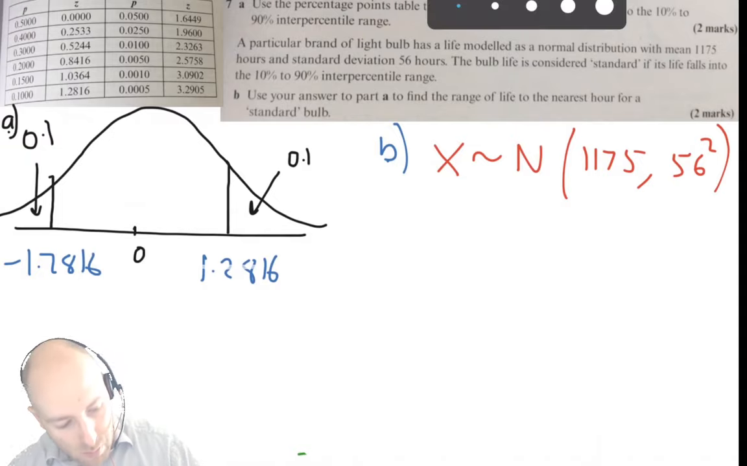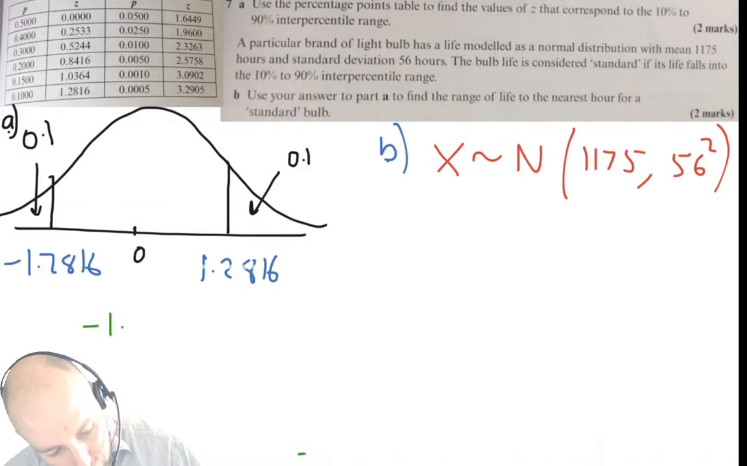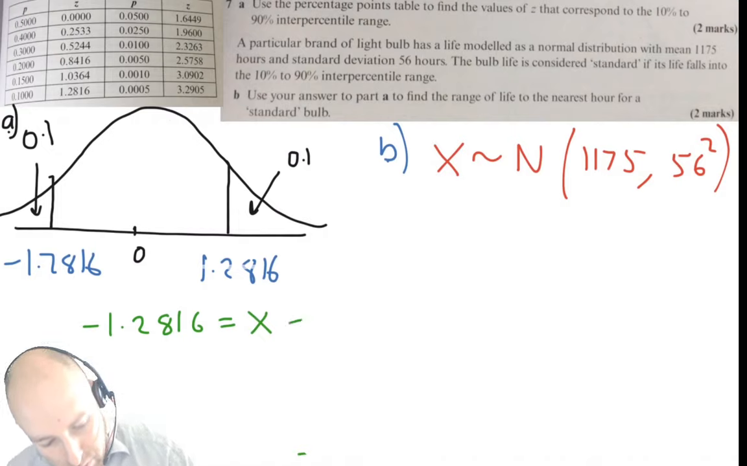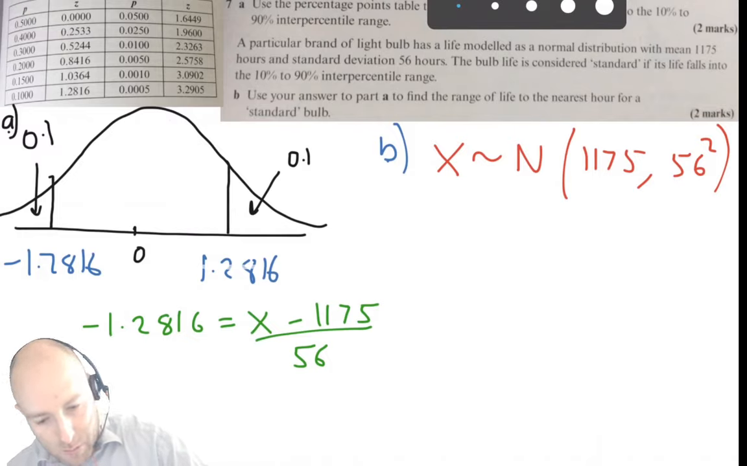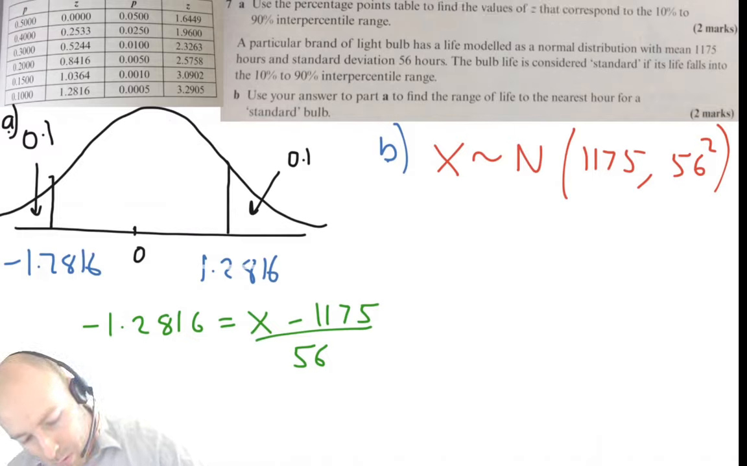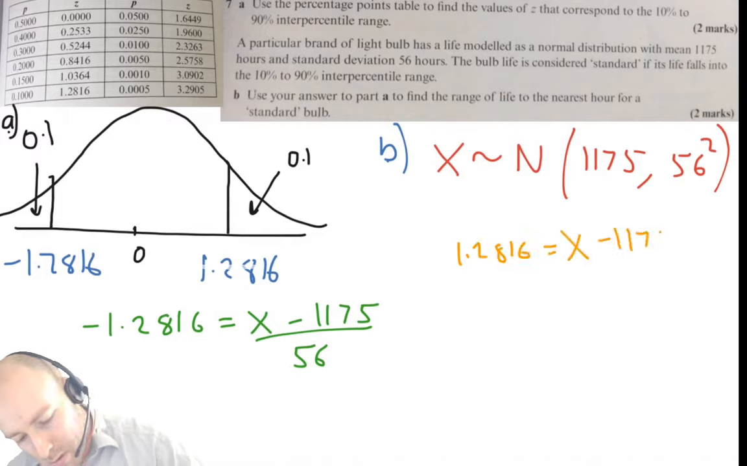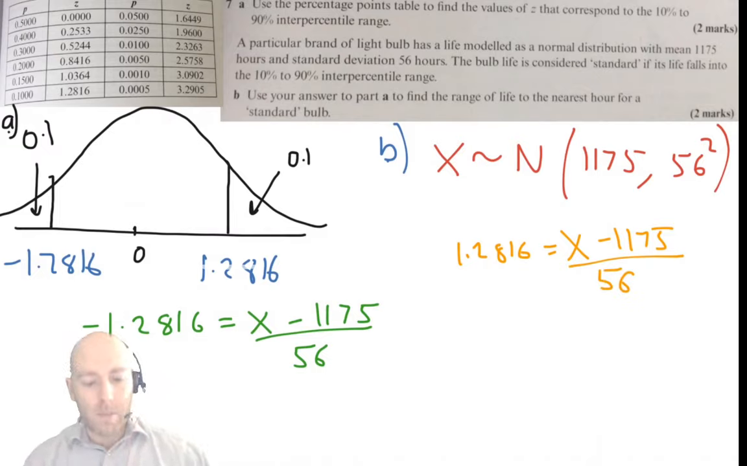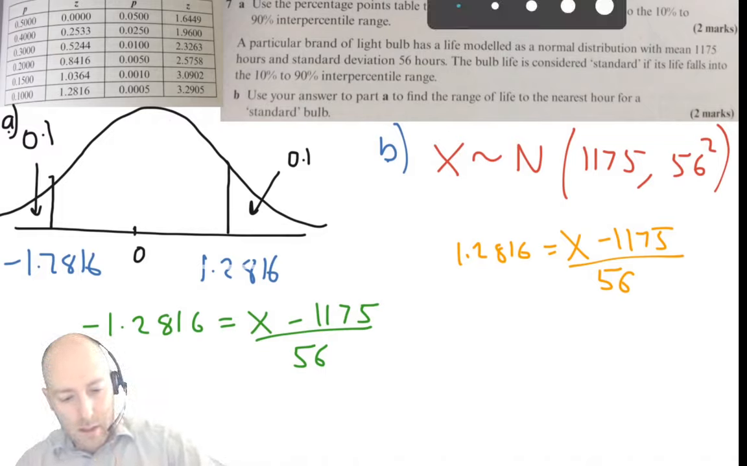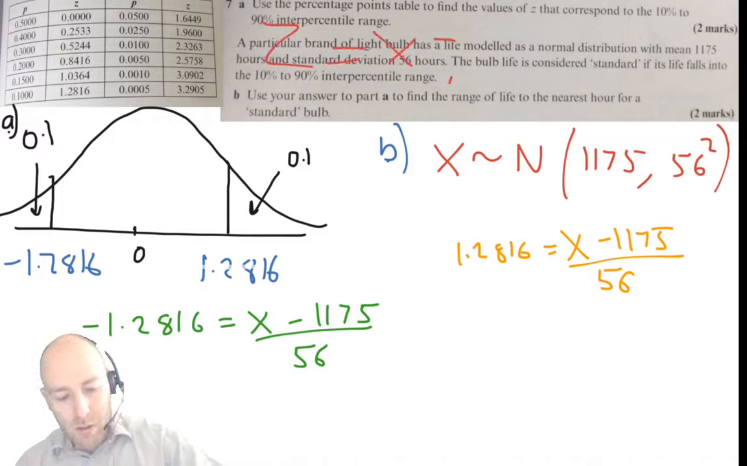So we'll do this one, minus 1.2816 equals x minus mu, where mu is 1175, over 56. And the other one will have the positive version, 1.2816 equals x minus 1175 over 56. And all of that is using z equals x minus mu over sigma.